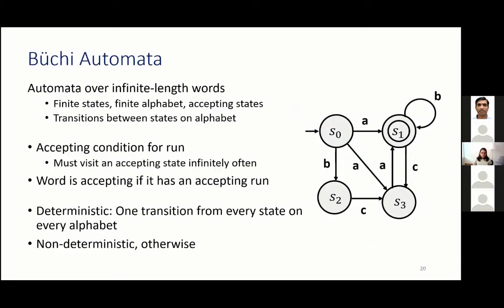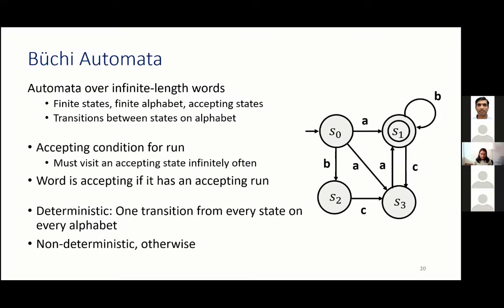Okay, so what is a Büchi automata? And this is just a refresher. A Büchi automata is an automata that accepts words of infinite length. So it has finitely many states defined over a finite number of alphabets. Some states are accepting states. In this diagram, the accepting states are indicated by double circles. And the transitions between these states are on the alphabets.